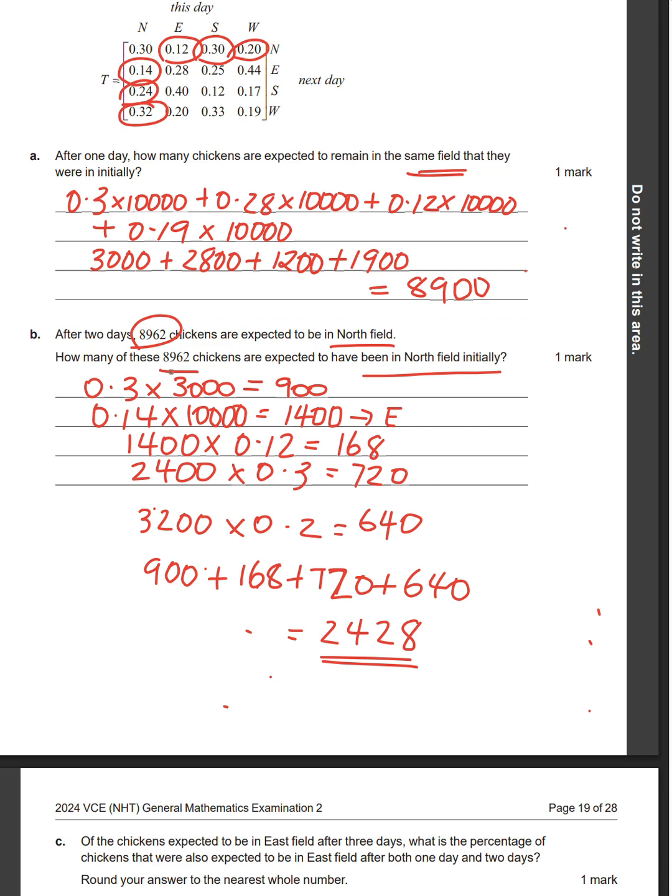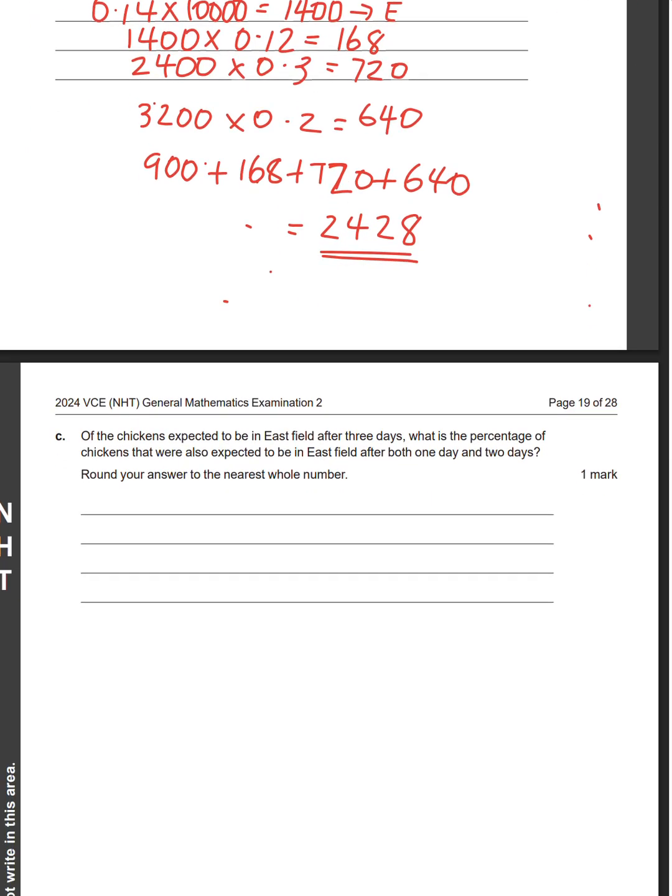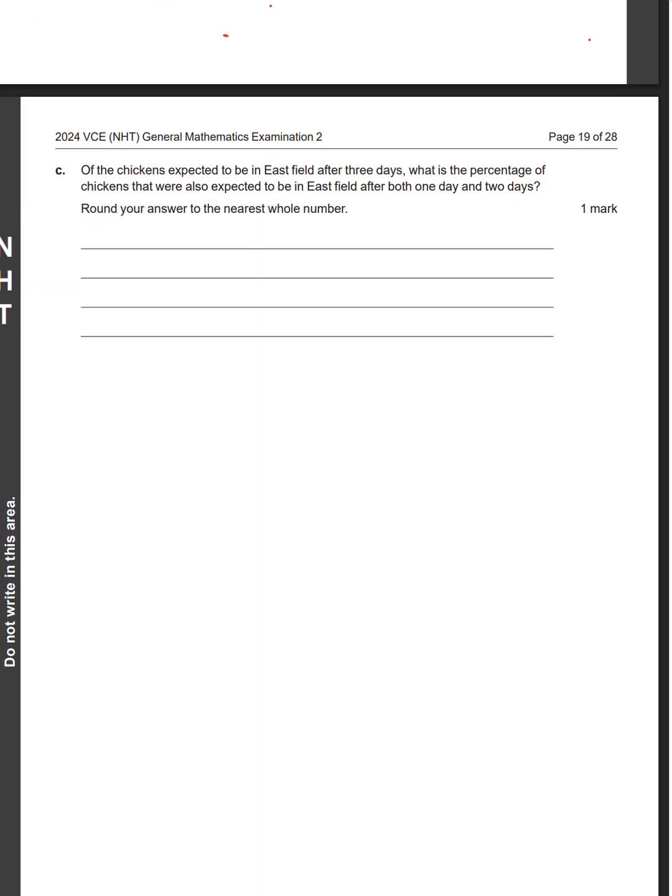So how many of these were expected to have been in the north field initially? Obviously, the fact that we've got a 2-period jump is a key there for the fact that we've actually got people from day 1 that moved and then have come back. Okay, of the chickens expected to be in the east field after 3 days, what is the percentage of chickens that were expected to be in the east field after both 1 day and 2 days?